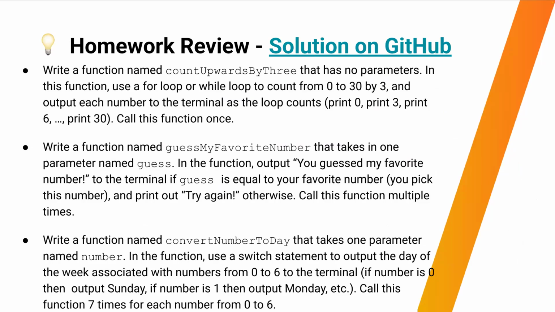Homework review. Our homework was to write a function called countUpwardsBy3 that has no parameters. In this function, use a for loop or while loop to count from 0 to 30 by 3 and output each number to the console as the loop counts.